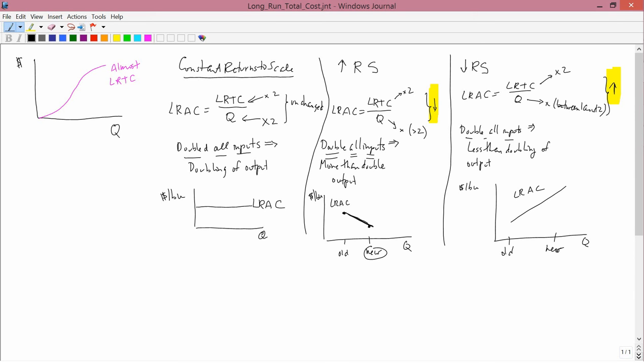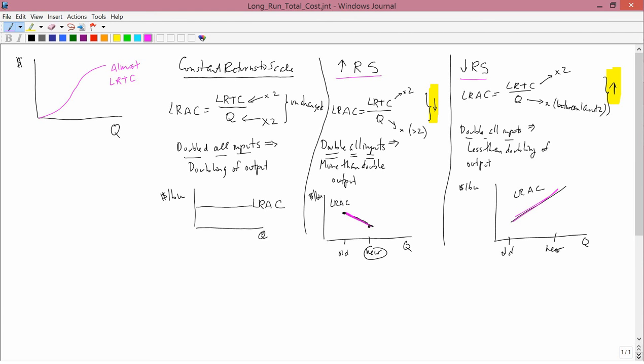So that's the pattern. Intuitively, when you have increasing returns to scale, the bigger you are, the better things are. And what does better mean? Well, one interpretation of better is average cost falls. With decreasing returns to scale, as you get bigger, bad things happen. How does that get reflected? Your average costs go up. So that's one way of remembering the connection.